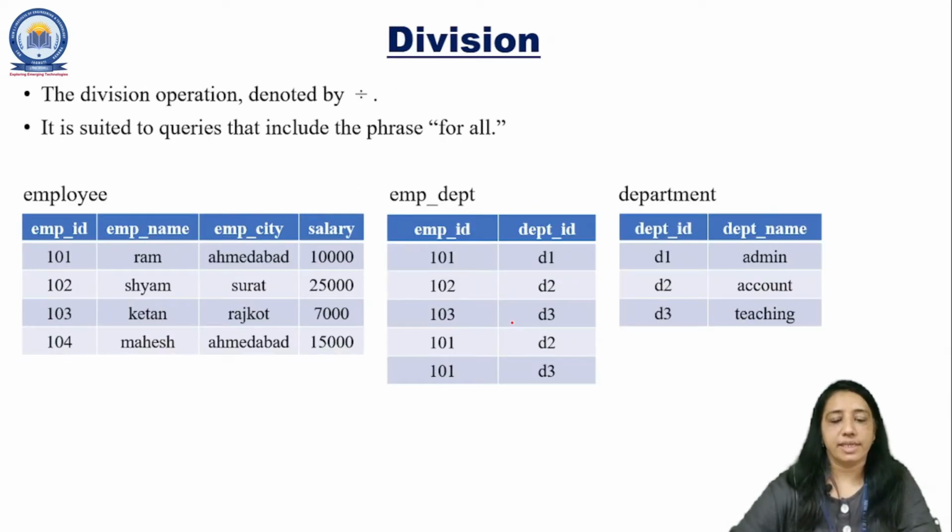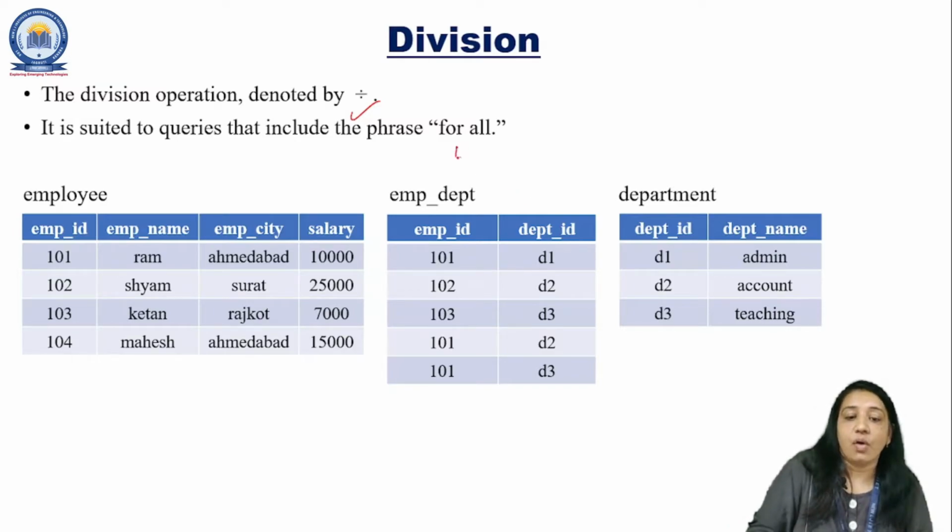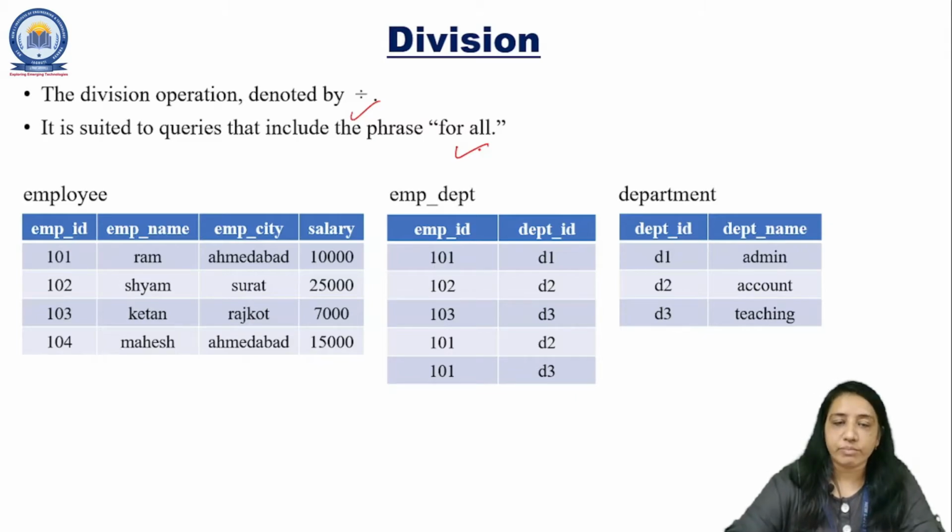The next one is a division. The division operation is denoted by this division sign only. Now where will it be used? Mostly it will be used when you have some query that in the phrase has "for all". That means find out something for all employees. So at that time you can go for which operator? The division operator.